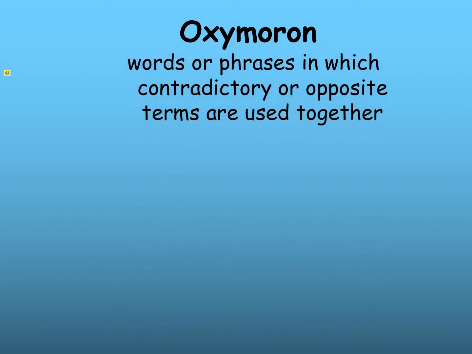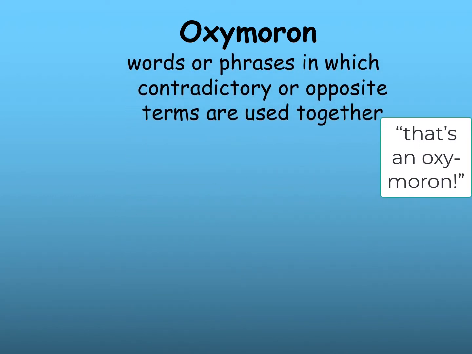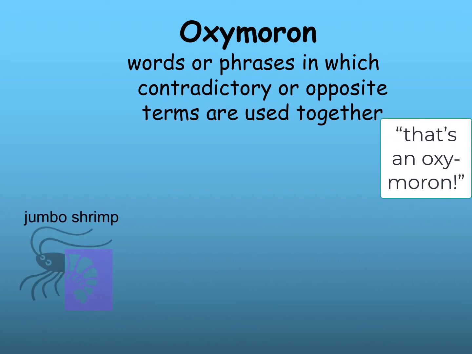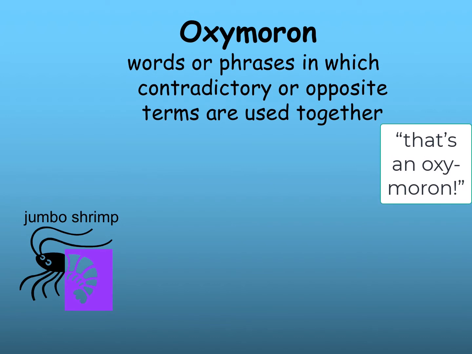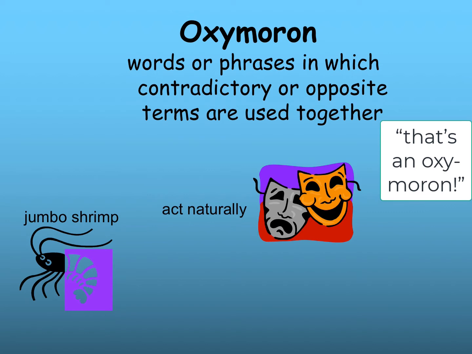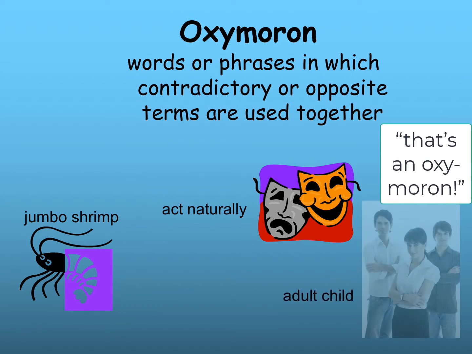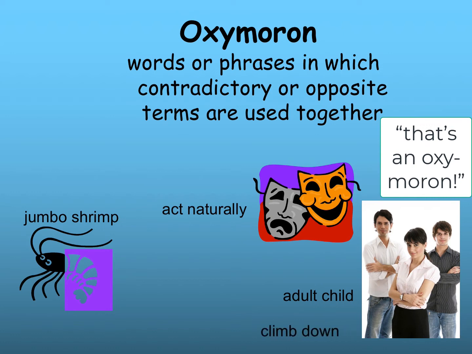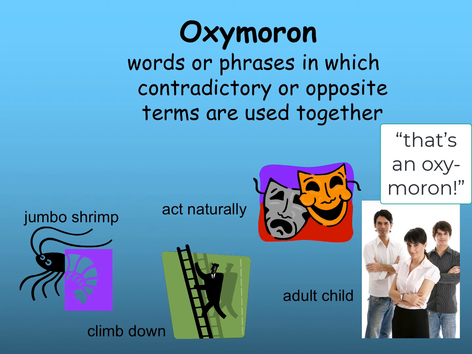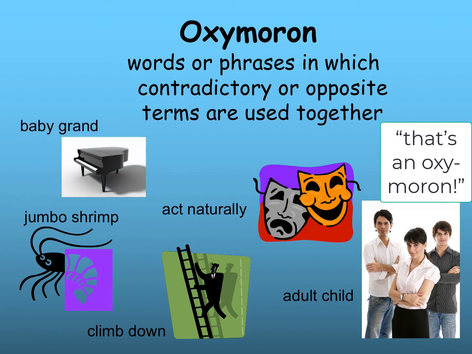An oxymoron are words or phrases in which contradictory or opposite terms are used together, and we call that an oxymoron. Like jumbo shrimp. Okay, so shrimp is small, jumbo is huge, but we're using them together. Jumbo shrimp. Or act naturally. That's an oxymoron. When you act, you're not supposed to be acting naturally. When we use the terms adult child or climb down, those are two opposite words, but we might say them together. Baby grand.